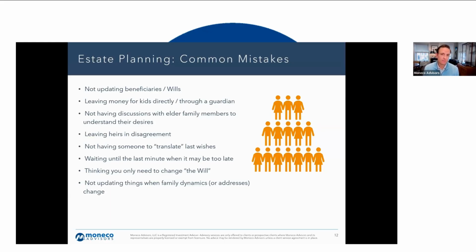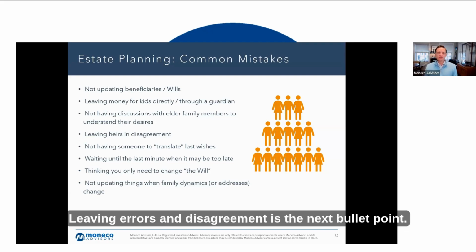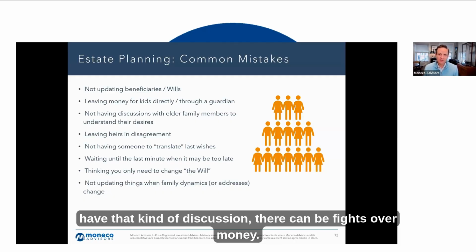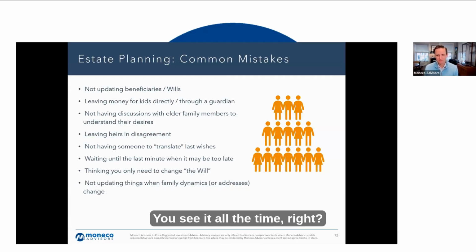Okay. Leaving heirs in disagreement is the next bullet point. You can imagine if you don't do that bullet point we just talked about and have that kind of discussion, there can be fights over money. You see it all the time, right?